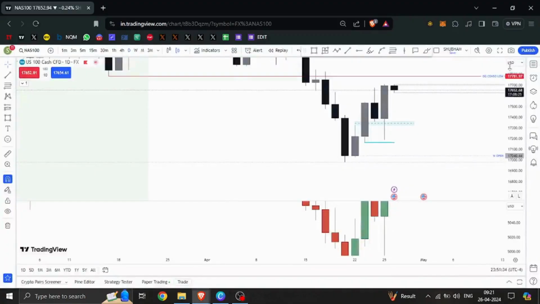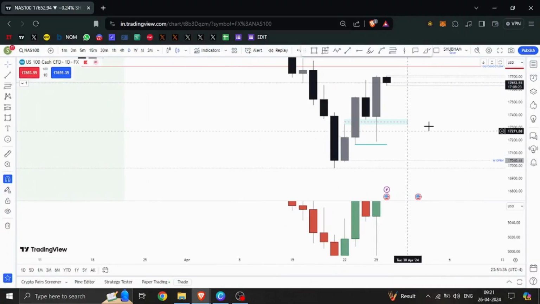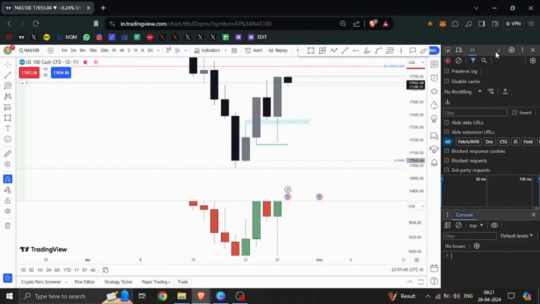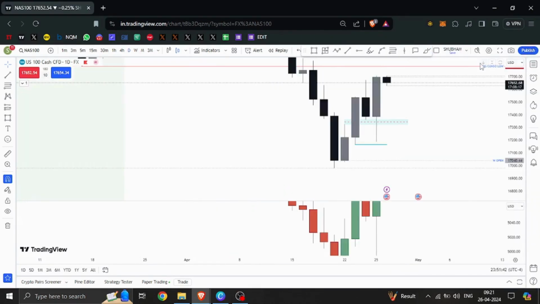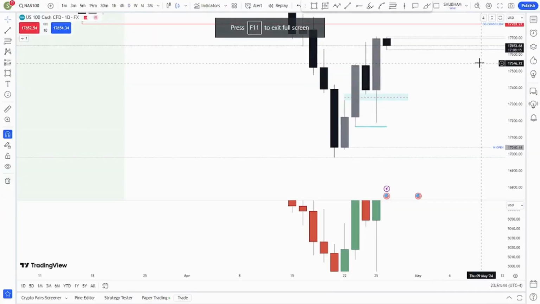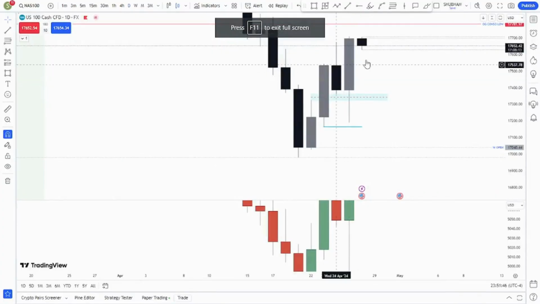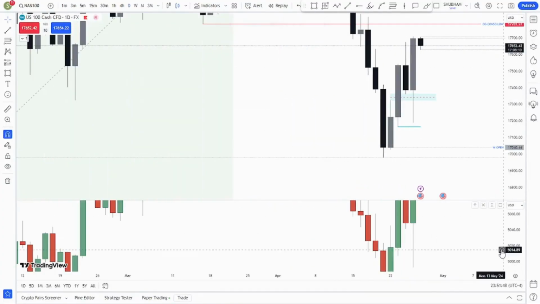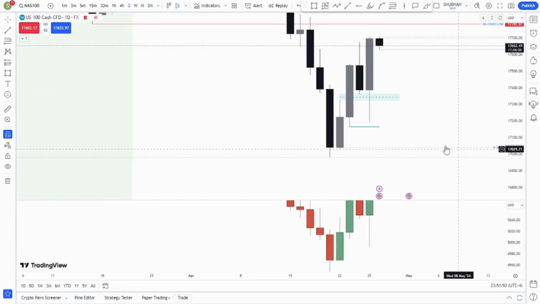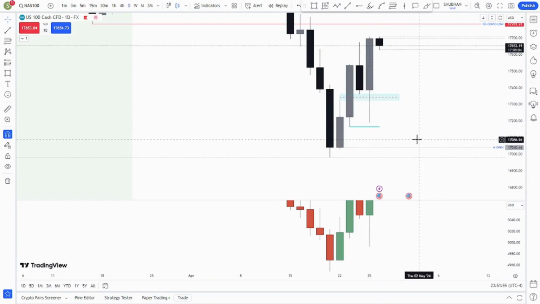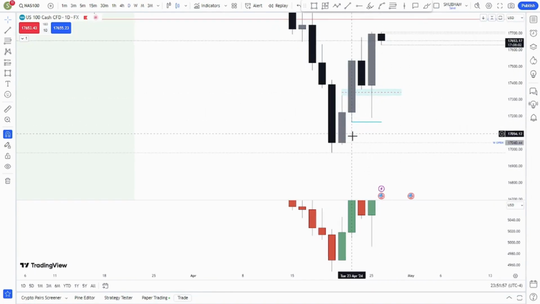Alright, so the above chart is Nasdaq and the below chart is SPX. This is the daily time frame. What we see on the daily time frame is that we have a daily FVG in Nasdaq, and we also had these lows of 23rd April. These lows of 23rd April were swept by SPX, but they were not swept by Nasdaq.